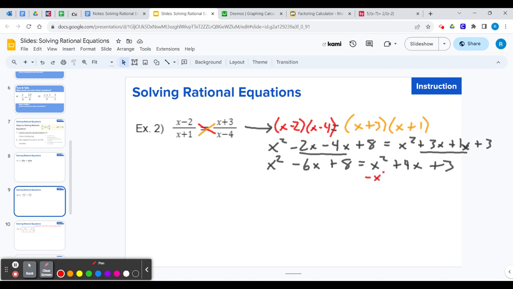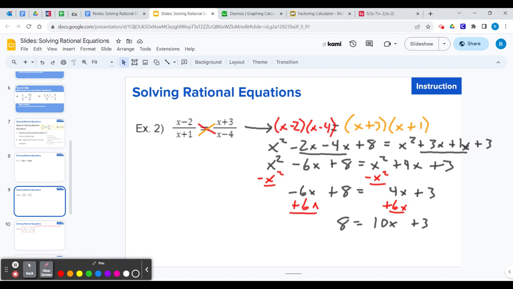So if I subtract that x squared from the right, subtract that x squared from the left, you'll notice that it actually cancels out. So we just get negative 6x plus 8 equals 4x plus 3, which makes our problem a little easier to handle. So I'm going to then move my 6x over to the right. We could also go the other direction, move the 4x over to the left if we wanted. Either way is okay. We're left with 8 equals 10x plus 3.